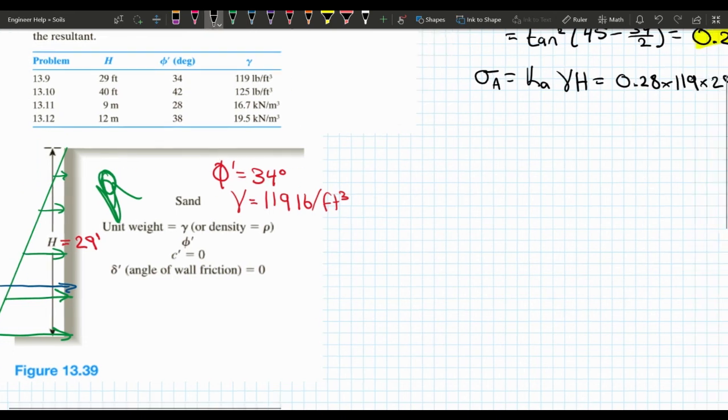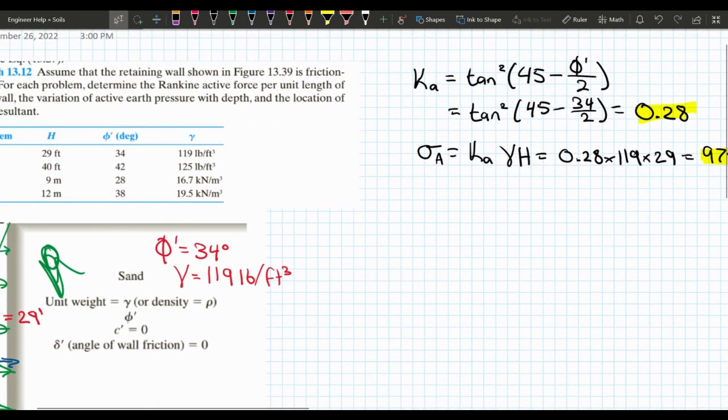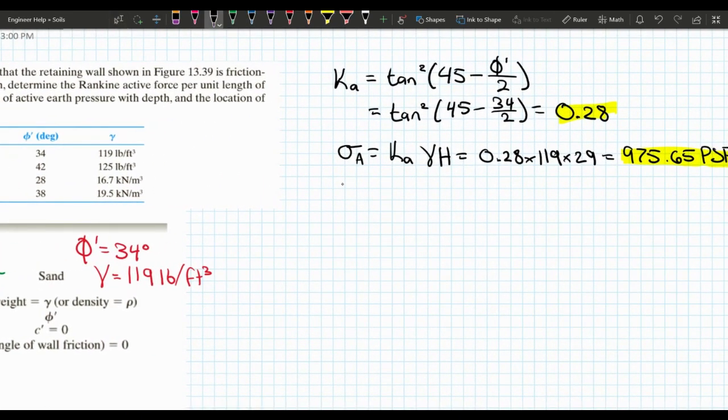So for the location, you just take one-third of the height, which is 29. So one-third times 29 gives you 9.67 feet. And we're done with the problem.